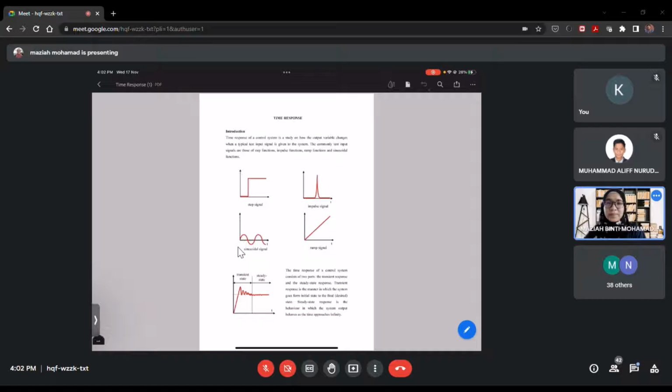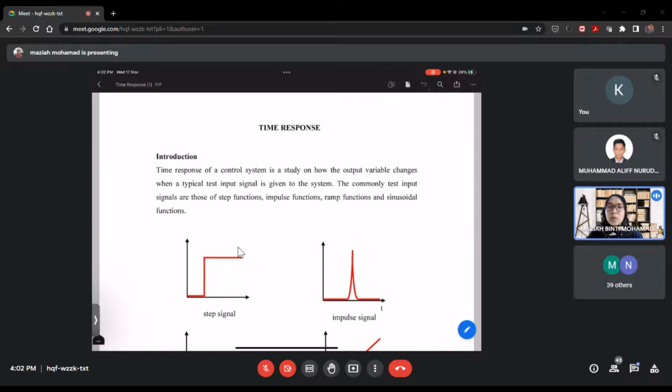All right. So I believe last week we already completed chapter 2, which is the mathematical modeling, and the last part is signal flow graph. So for today we're going to start with chapter 3, which is the time response.